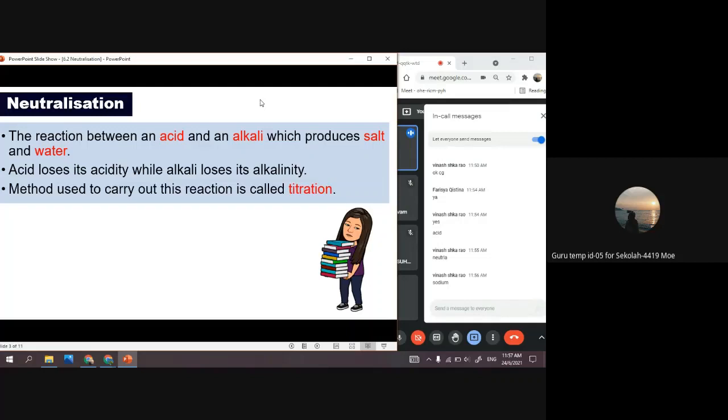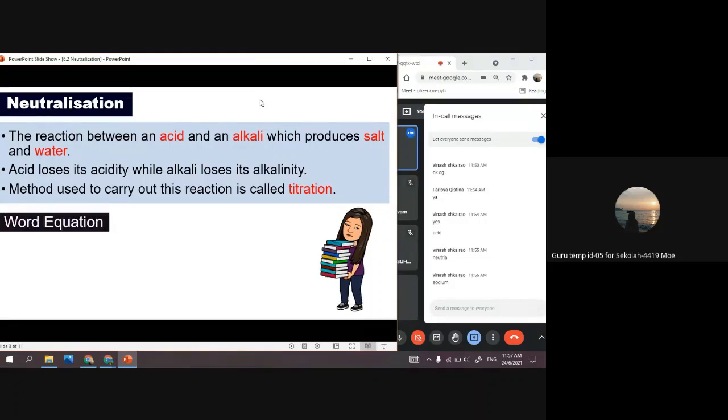So the method used to carry out this reaction is called titration. Do not get confused between neutralization and titration. Neutralization is the reaction, tindak balas. But titration is the method. Remember method, iaitu kaedah. The method used to carry out the neutralization process.